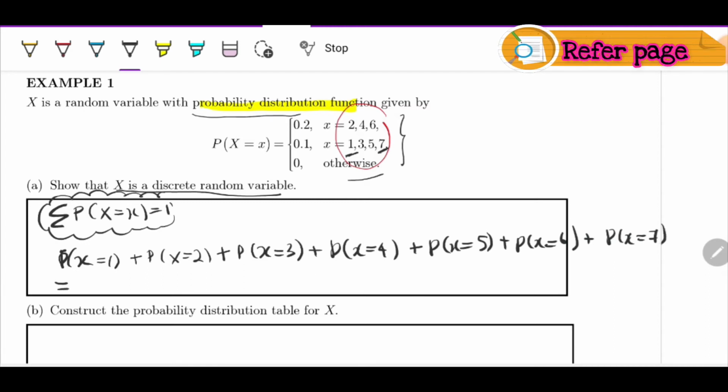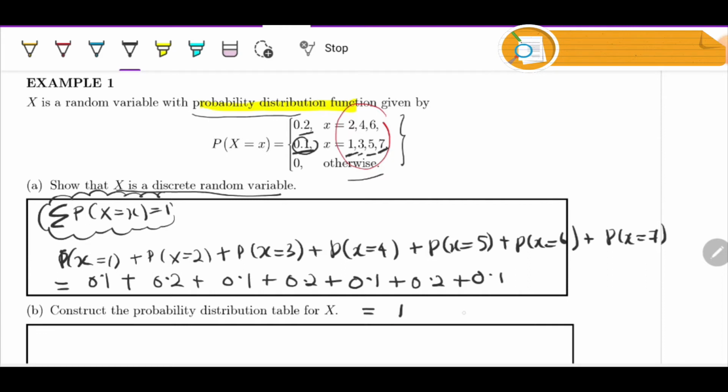When X equals 1, the probability is 0.1. X equals 2, the probability is 0.2. When X equals 3, the probability is 0.1. When X equals 4, the probability is 0.2. When X equals 5, the probability is 0.1. When X equals 6, the probability is 0.2. And the last one, when X equals 7, the probability is 0.1. So, we add up all the probabilities and the answer must equal 1. This is how to show the function is a discrete random variable.